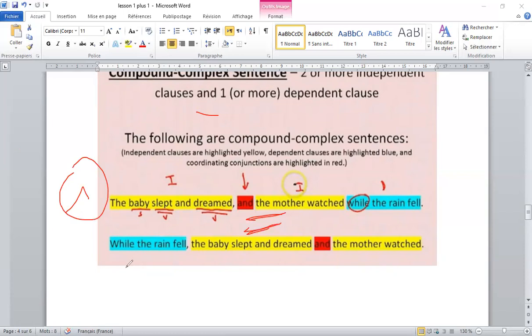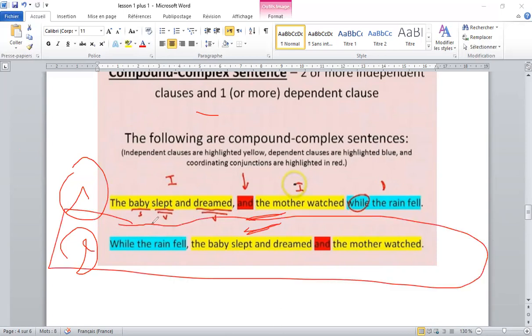So if I ask you in sentence number 2, what is the complex sentence? Yes, the blue one, "while the rain fell." And the compound is "the baby slept and dreamed, and the mother watched." So where is the main clause, or independent clause, number 1 in sentence 2? Main clause number 1, where is it?